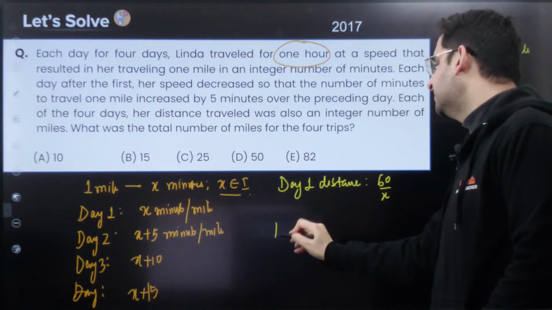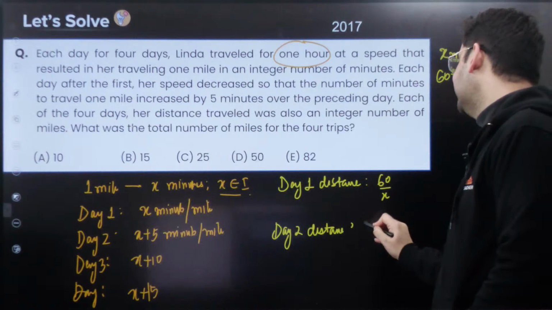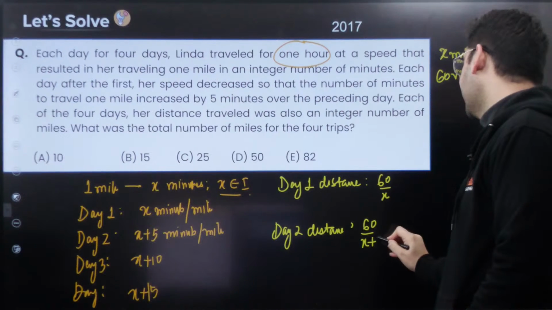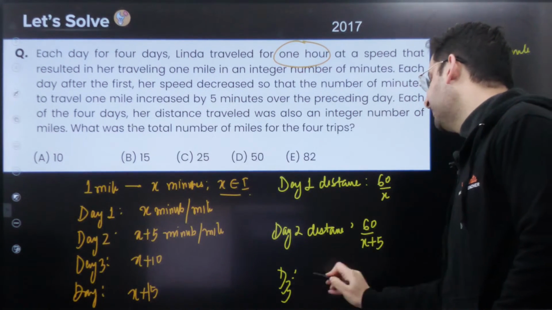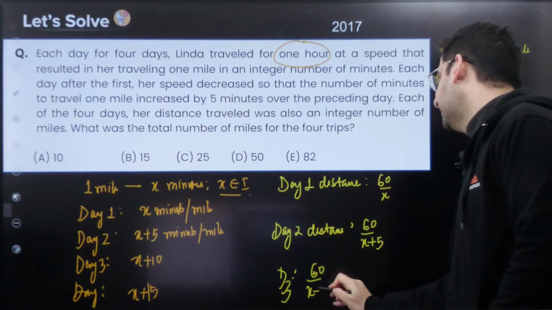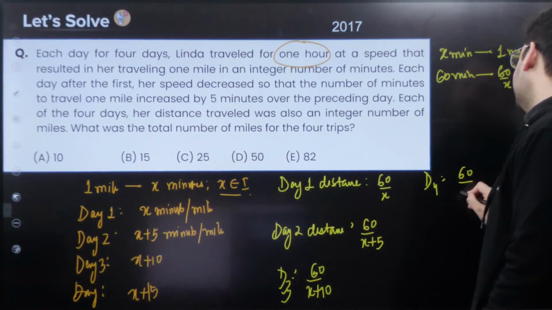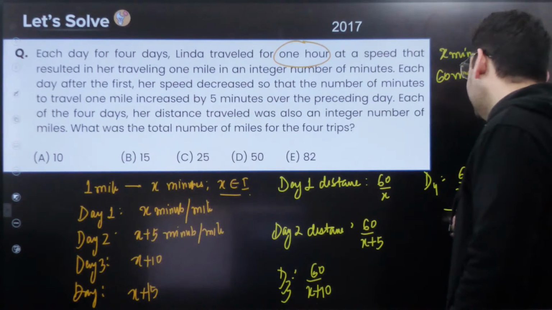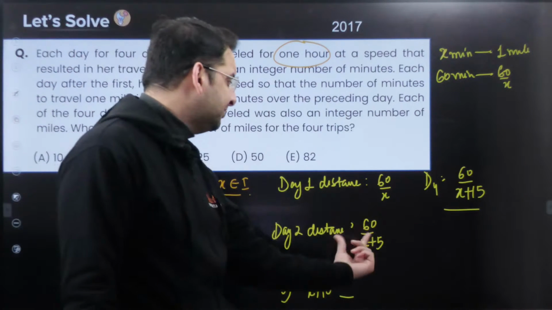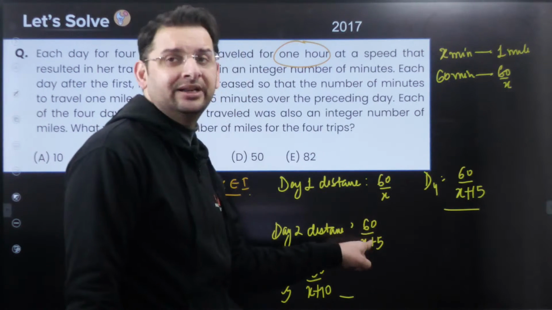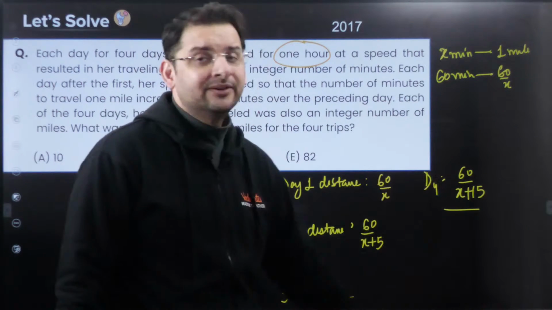Similarly, day 2 distance is going to be 60 upon x plus 5. Day 3 distance is going to be 60 upon x plus 10. And day 4 distance is going to be 60 upon x plus 15. So these are the distances that she covered in the 4 days. So of course, मेरे को दिखाई दे रहा है कि यार x अगर बढ़ेगा, if we increase x, so this distance is going to get decrease. ये decrease होता रहेगा और decrease. तो सबसे बड़ा distance ये है, then this, and then followed by this.